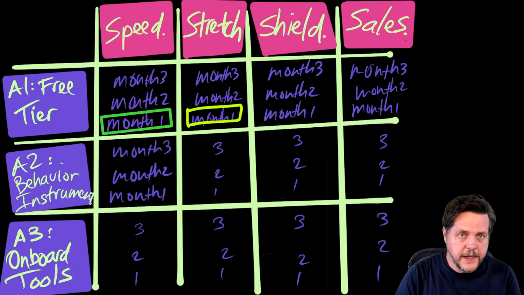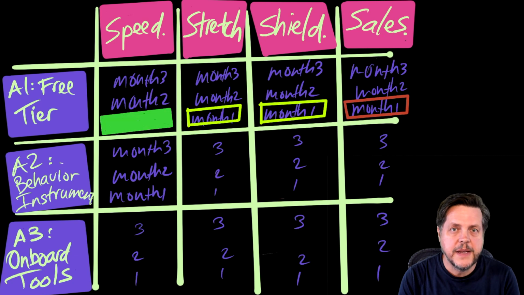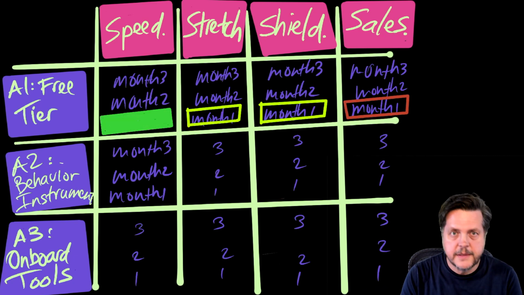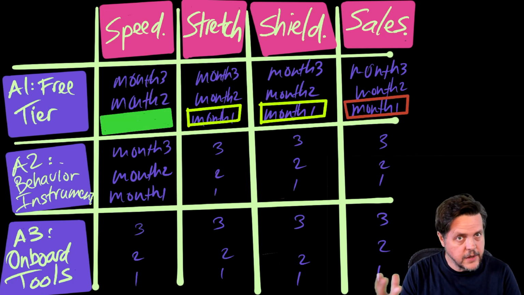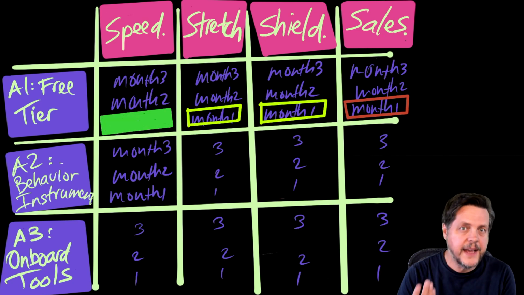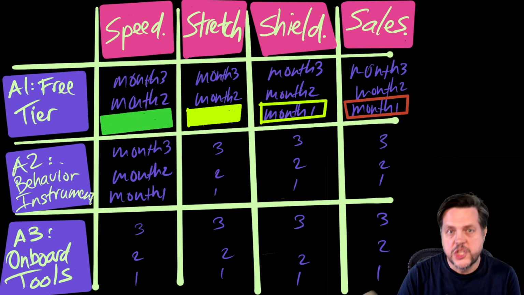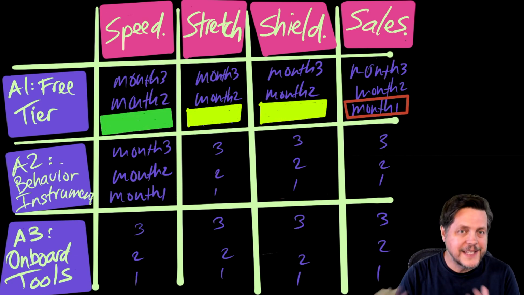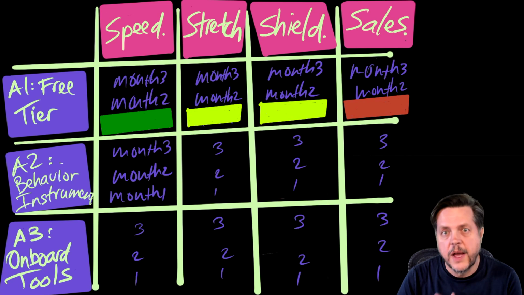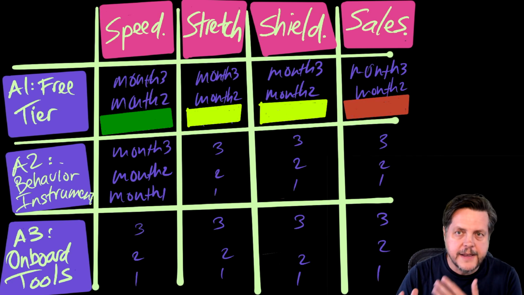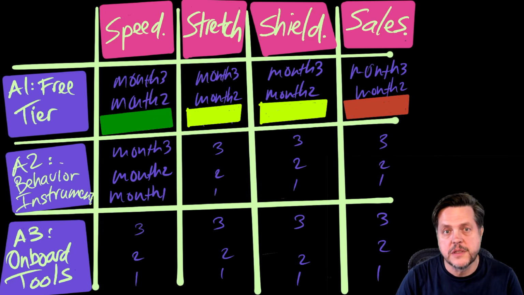For A1 speed, we have green, which means everything is running as expected, no surprises. Again, this is just our example. A1 stretch, we have yellow, which means that we've uncovered a few snags that could affect progress. A1 shield we have yellow. And for A1 sales, we have red, which means we have run into a significant roadblock that is going to possibly affect our timelines and expectations for A1.